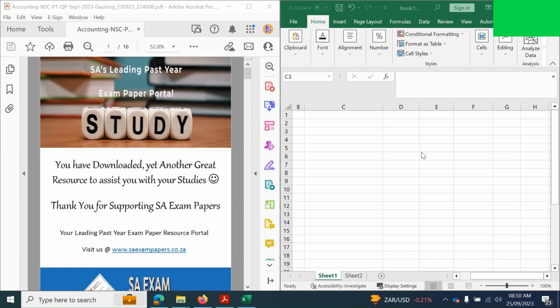Today we're going to be looking at a very recent accounting paper. This was written in September 2023 and it was paper 1, written within the Gauteng province.